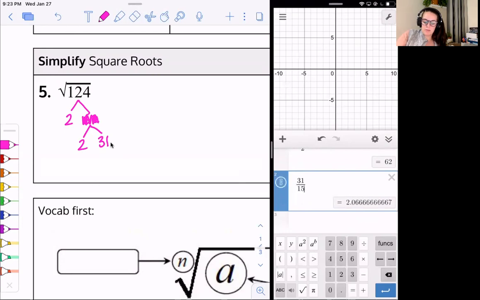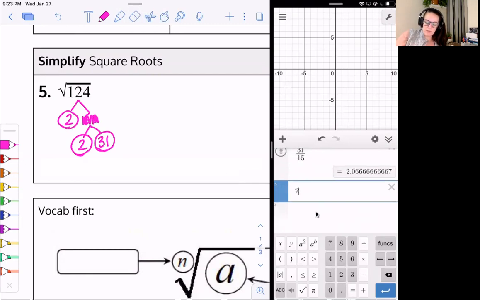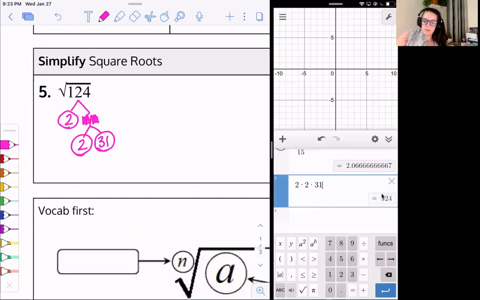I might try all the way up to 15. Yeah, definitely not working for me. So I know 31 is a prime number. 2 is also a prime number. Right, so 124 is 2 times 2 times 31. If you get to this step and you want to check your work, you can always go over here and type 2 times 2 times 31. And you can see, oh yeah, it's 124. So I know I did it correctly.